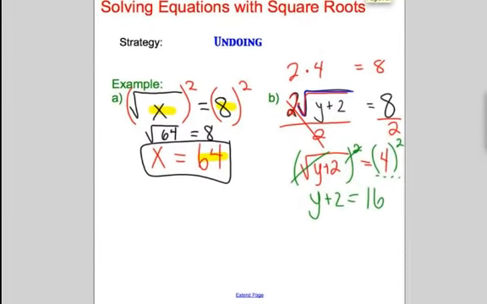And then I'm going to do one more step to get my y alone. Take off 2. And y is 14. And there's my solution to the second problem.